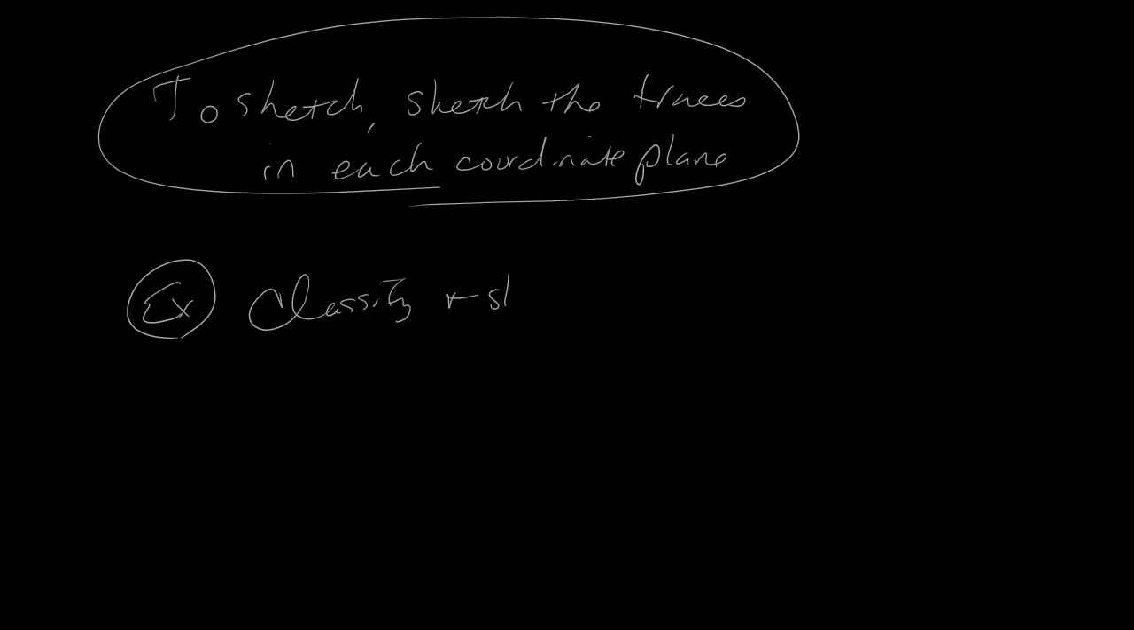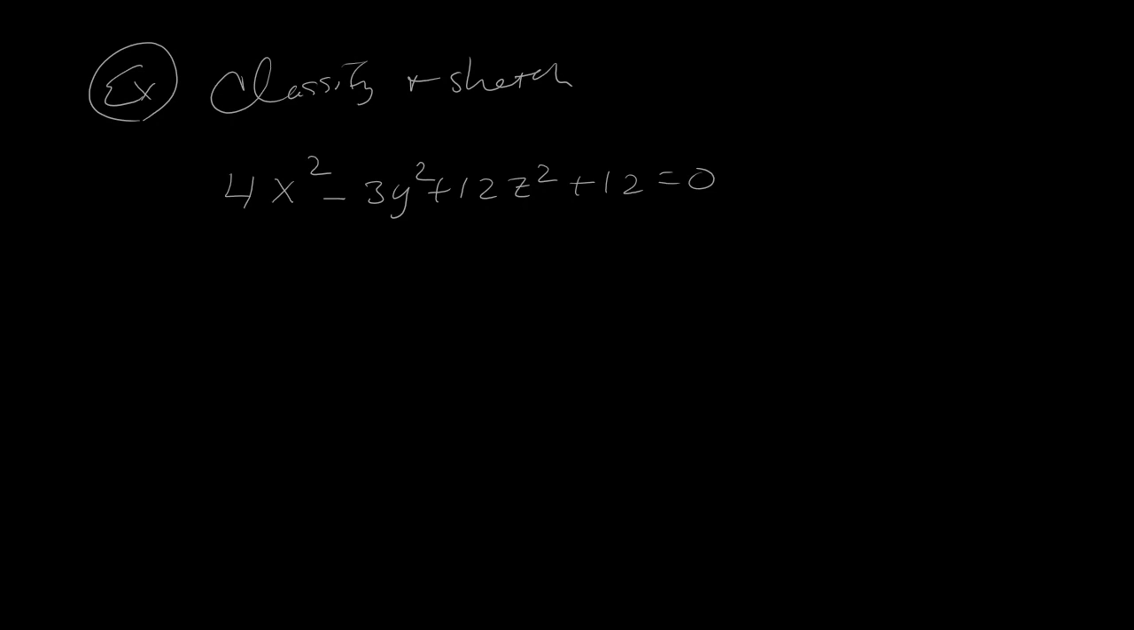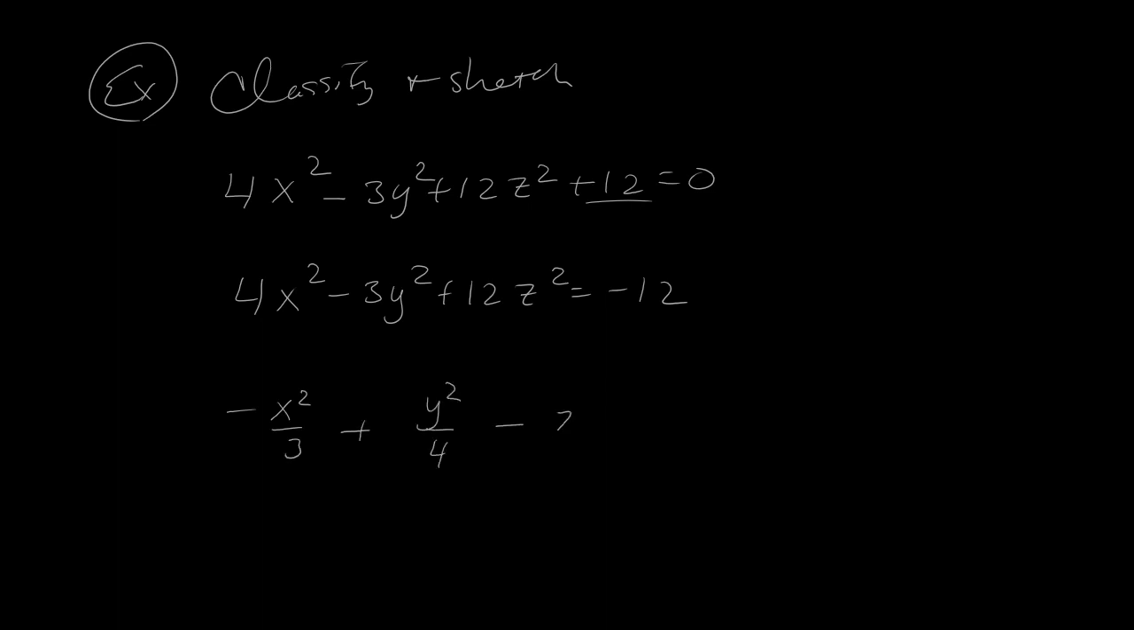So let's classify and sketch the surface given by 4x squared minus 3y squared plus 12z squared plus 12 equal to 0. All of our quadric surfaces were equal to either 1 or 0. We do have a constant, so let's move that to the other side of the equation. To get that to be a 1, we need to divide, so let's divide by negative 12. So this will become negative x squared over 3 plus y squared over 4 minus z squared over 1 equal to positive 1.